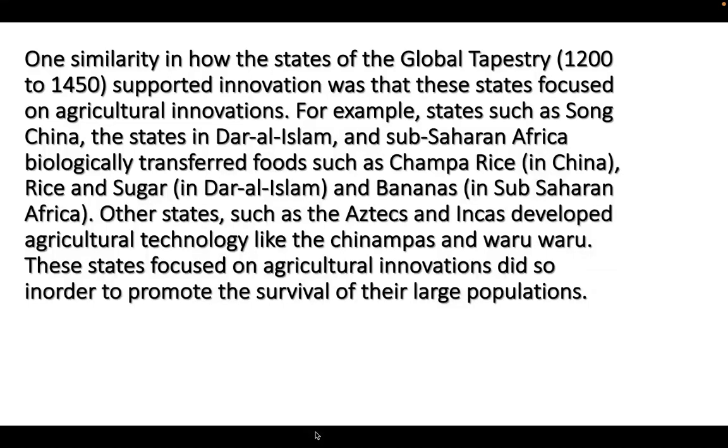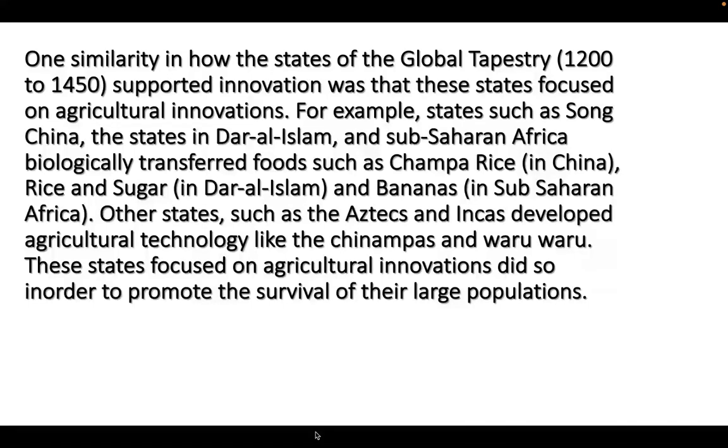The reason why I added the second statement is because if I just left the first statement in, the biological transfer, that would be an incorrect similarity because not all states biologically transferred food, but all states focused on agricultural innovations, and my evidence has supported that. So then I've got my why. These states focused on agricultural innovations in order to promote the survival of their large populations.